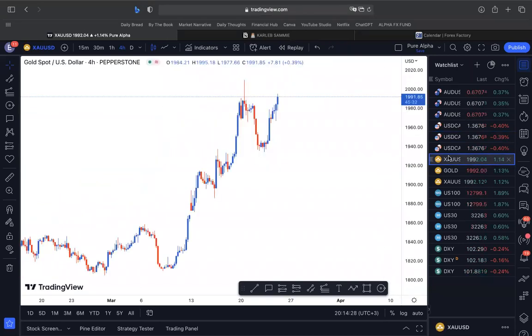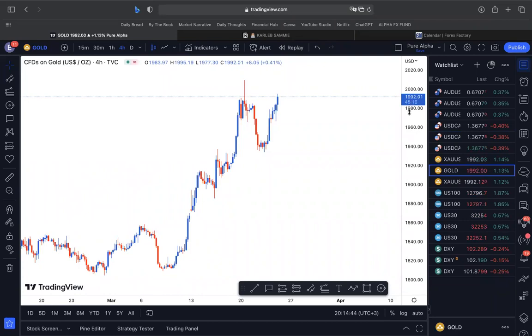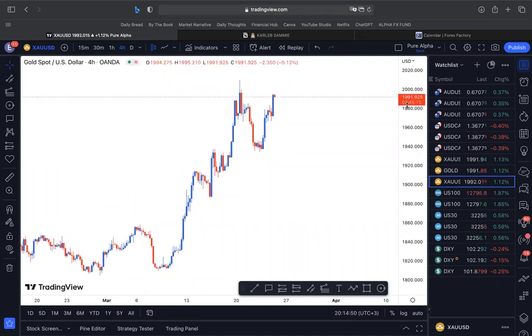Look at gold. When you're looking at gold, how many minutes remaining for this candlestick to close? 45 minutes. Now this is Paperstone. If you come to here, this is TVC. You have 45 minutes remaining. So the first one and the second one more or less look the same. But look at this third one. You have 3 hours 45 minutes remaining. And this is Oanda. So now there's a difference.